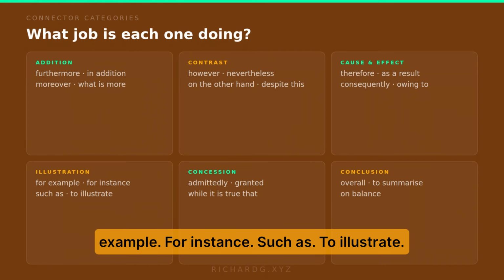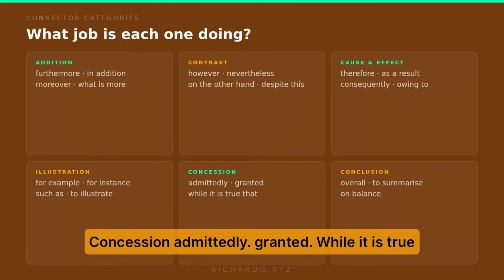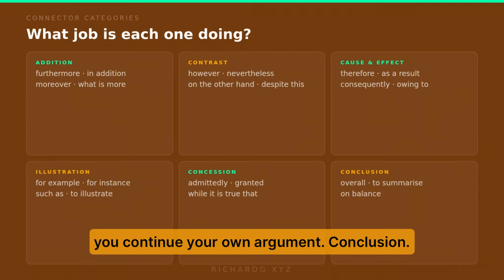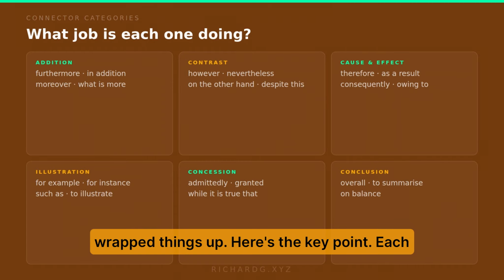Illustration. For example, for instance, such as, to illustrate. These introduce evidence or examples. Concession. Admittedly, granted, while it is true that, these acknowledge the other side before you continue your own argument. Conclusion. Overall, to summarize, on balance, these wrap things up.